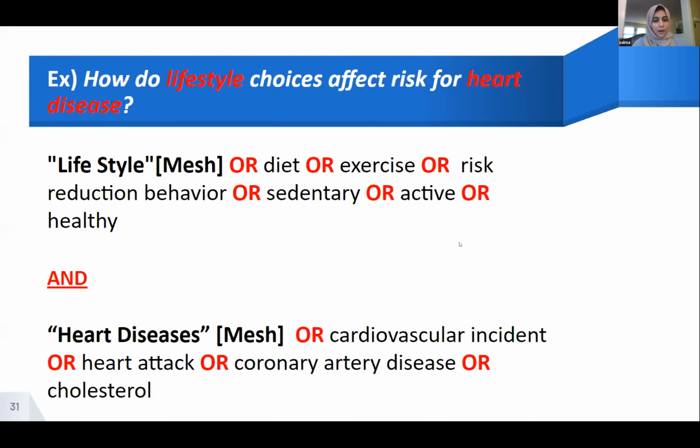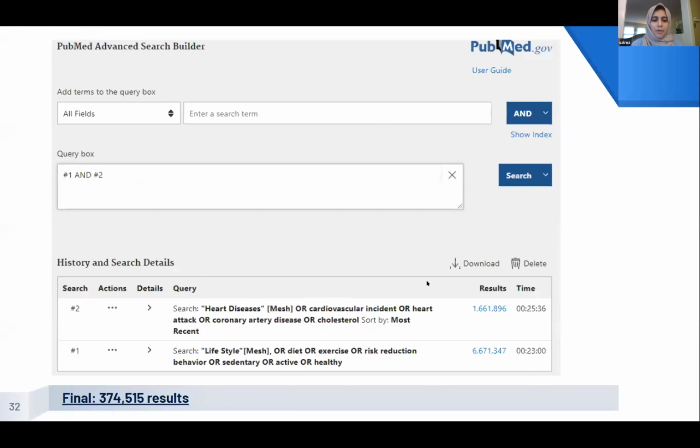What that would look like for ours is your lifestyle MeSH or your synonyms, and then AND your heart disease MeSH, and then the synonyms that you came up with. I would plug that into PubMed, and the way you would do that is you'd go onto the advanced search. Here we have over 1 million results for heart disease, even with all of that. So again, it really does expand your search.